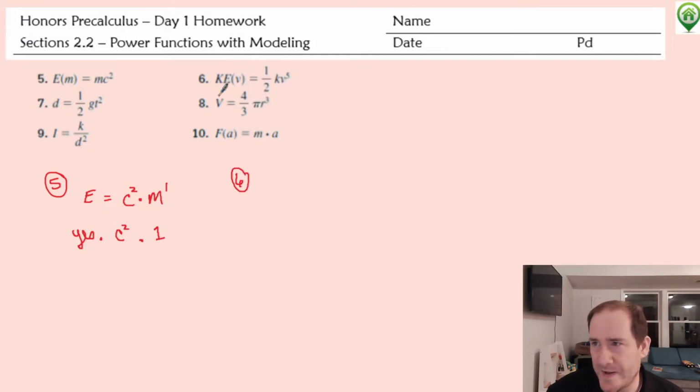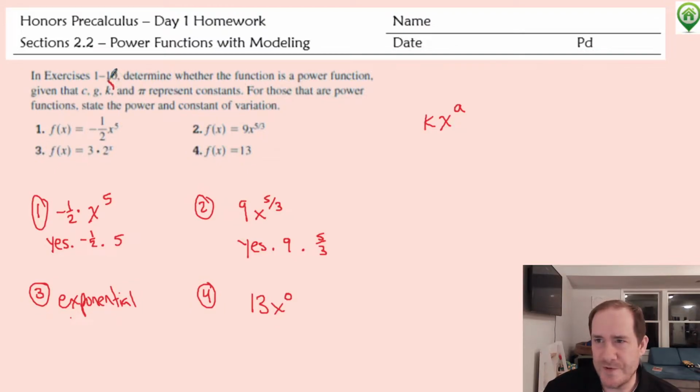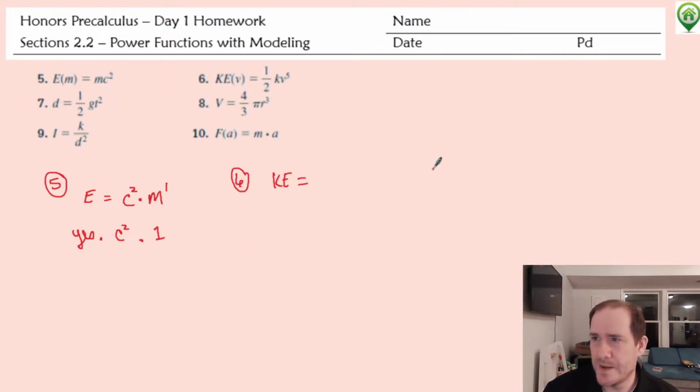I'm looking at 6. I'm not a scientist, but this looks like it's probably kinetic energy as a function of velocity or something. So kinetic energy, KE, is going to be our y variable. 1/2 k, k is our constant. You'd have to look at the directions to know that, but the directions straight up tell you that k is a constant. Otherwise, maybe you would wonder if that's the variable, but it isn't. It's the constant. Our variable here is v.